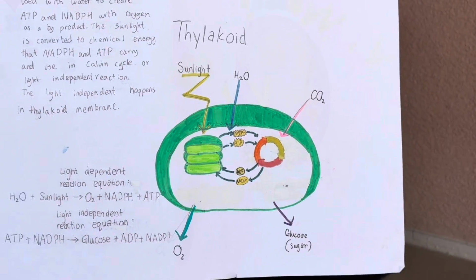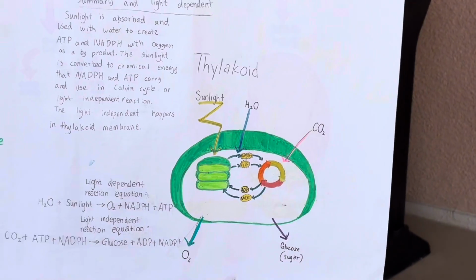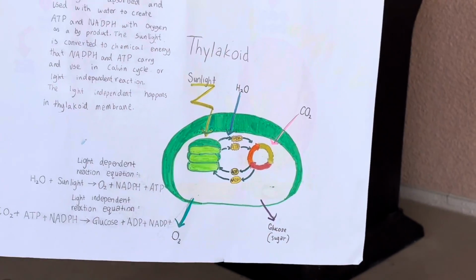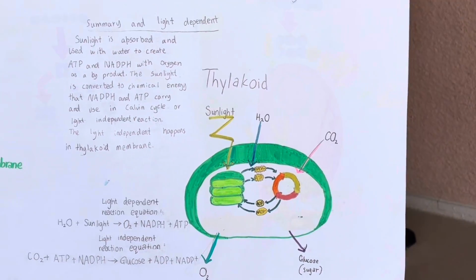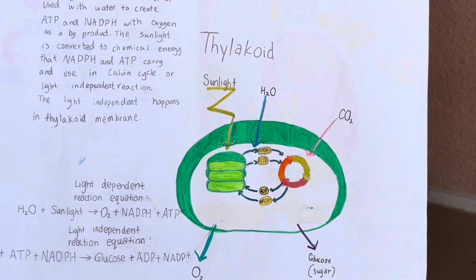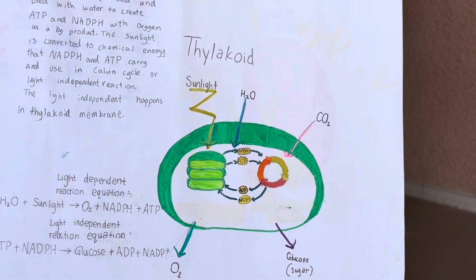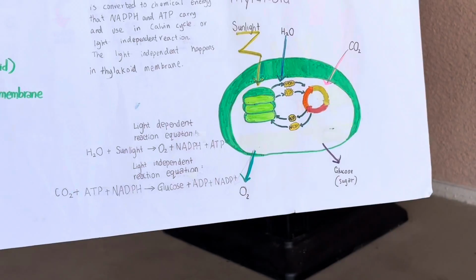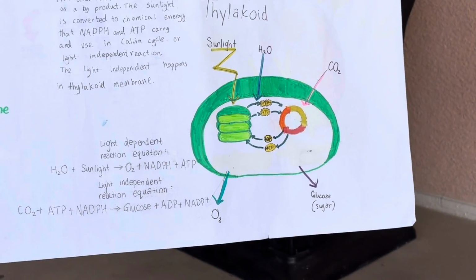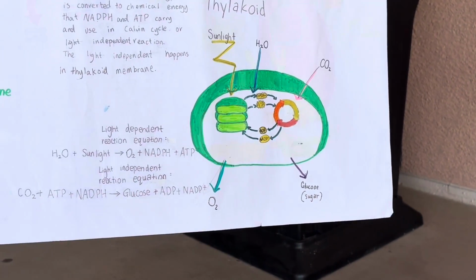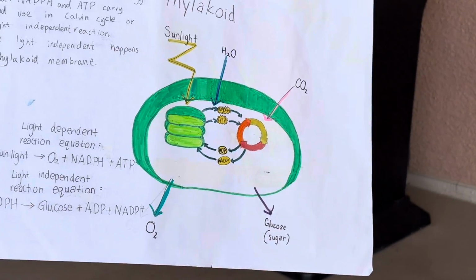Inside the thylakoid membrane, light-dependent reactions happen, where sunlight and water go into the reaction and create NADPH and ATP, with oxygen as a byproduct. NADPH and ATP go into the Calvin cycle, which is inside the stroma. With CO2's help, it creates glucose, which is a kind of sugar, ADP, and NADP+, which go back into the cycle, which continues on.